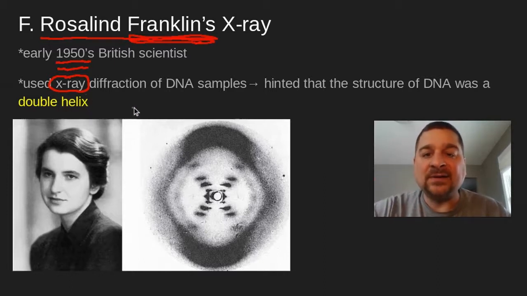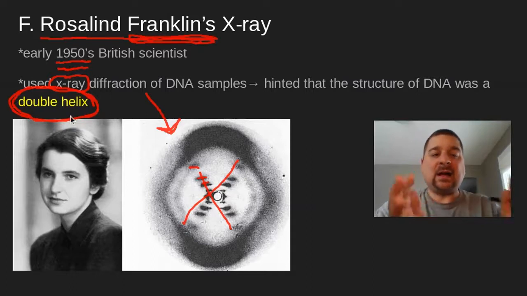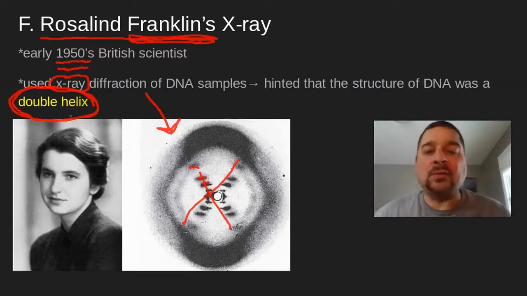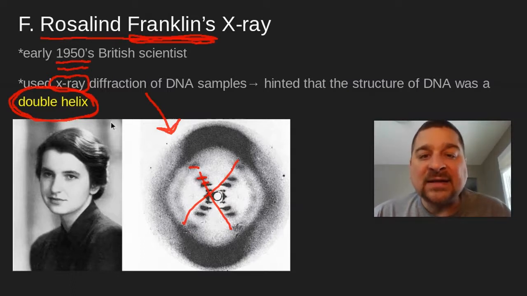Well, when she took an X-ray diffraction of DNA samples, she got this iconic X pattern here. This X pattern gave them different measurements and also told them that DNA was a helical pattern or double helix, where there were 2 strands wound around each other. And again, this was very helpful for Watson and Crick when they were coming up with their final structure.